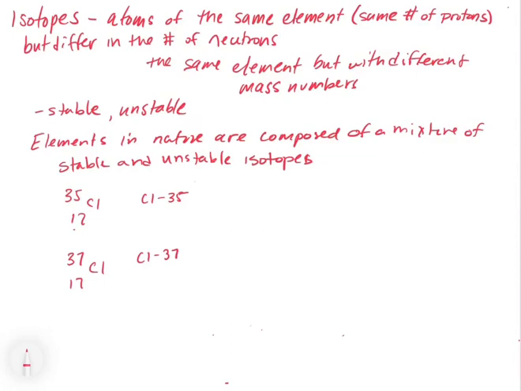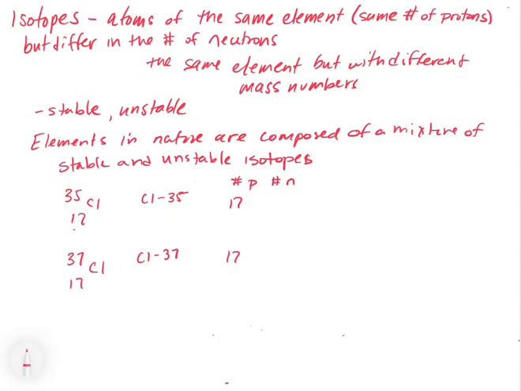So let's start to think about this in terms of the number of protons and neutrons. If we want to do the number of protons and the number of neutrons, we'll start with the simplest one. Both have 17 protons, meaning they're the same element. And then they're going to vary by different numbers of neutrons.